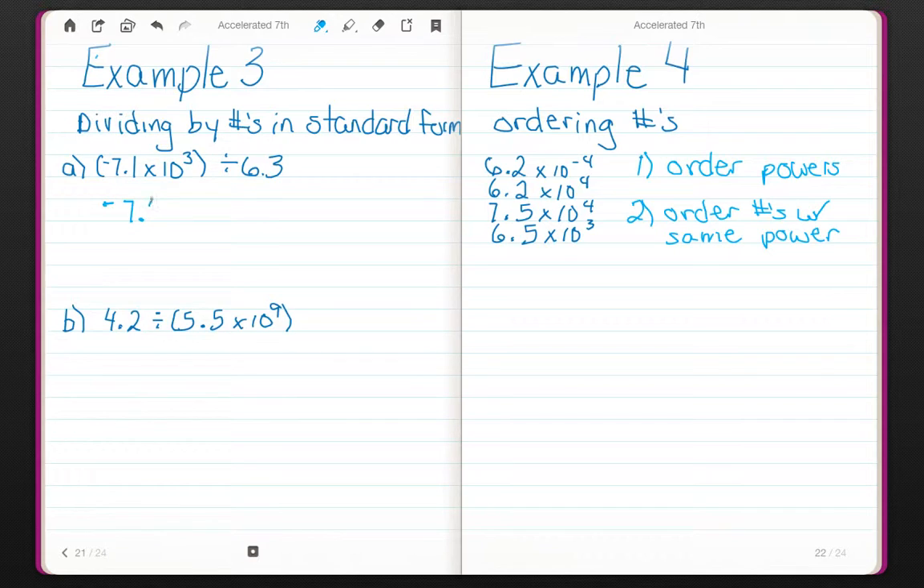Negative 7.1 times 10 to the third divided by 6.3. Because 6.3 does not have any scientific notation, this times 10 to the third is going to stay off all by itself for the moment, and I'm only going to divide negative 7.1 by 6.3 like normal, which is approximately negative 1.1. And then I'm going to bring my scientific notation straight down. Negative 1.1 times 10 to the third.